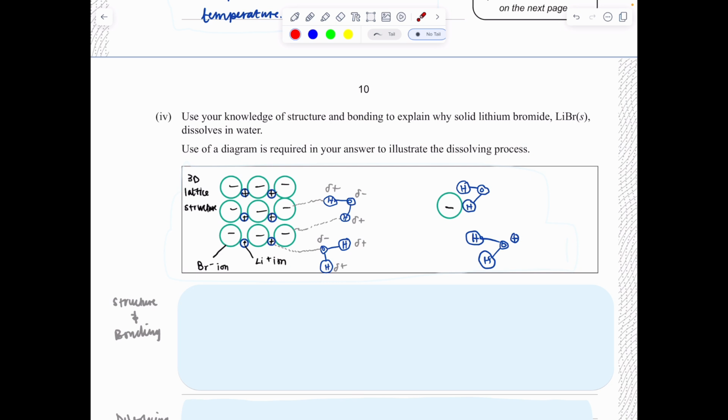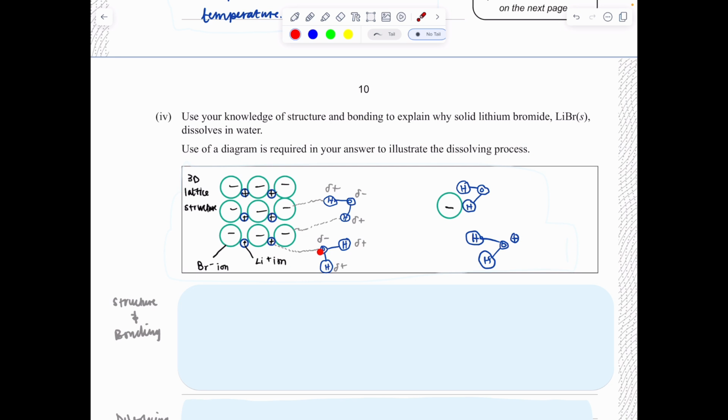So anyways, what I've drawn here is water, because we need to show lithium bromide dissolving in water. And so I've shown there to be attractions between the positive dipoles of water, which is the hydrogen, and the negative regions of our 3D lattice, which is the bromine anions. Okay, so because of this attraction, we're able to pull this lattice structure apart, as you can see here.